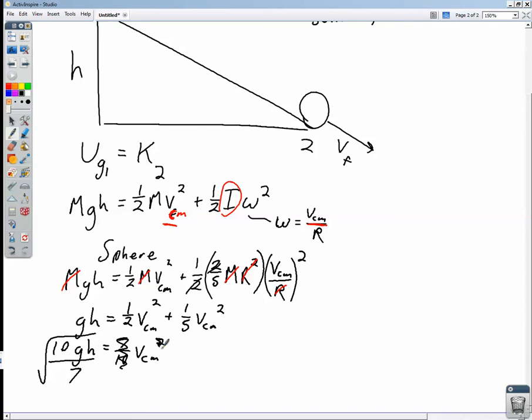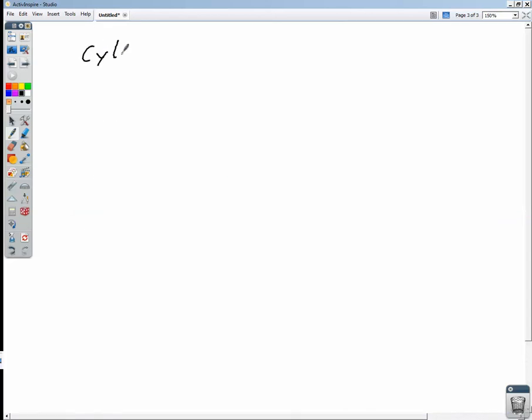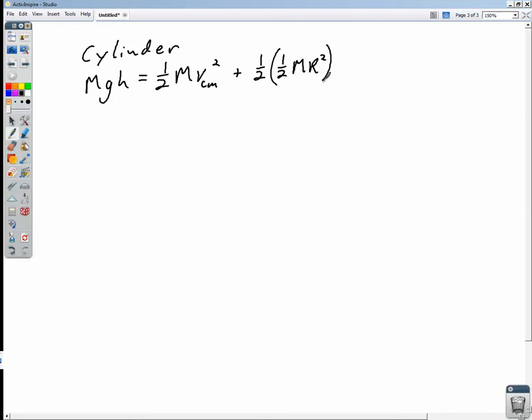So now let's do the cylinder. It's the same equation. The only difference is that term right there. Instead of 2/5 mr squared, it's going to be 1/2 mr squared. So let's set it up for the cylinder. We have mass of the cylinder times g times h is equal to half the mass of the cylinder, VCM squared, plus half of I of the cylinder, which is 1/2 mr squared, times omega squared, which again is VCM over r squared. So the same types of simplifications happen.